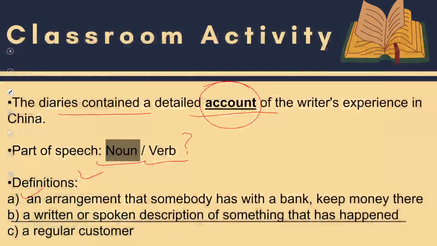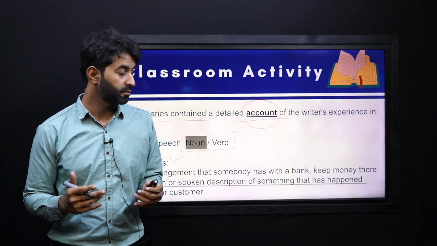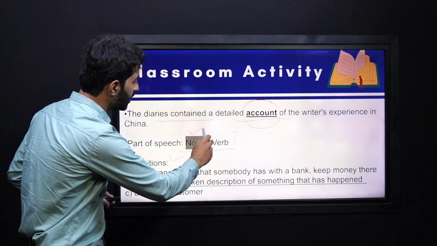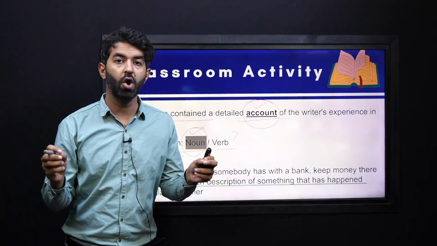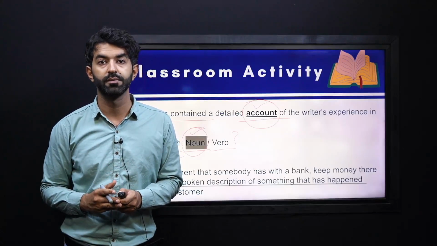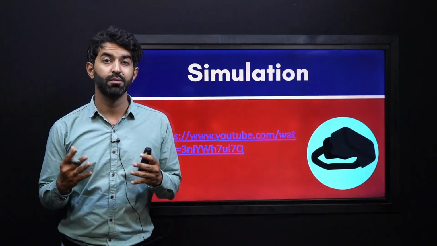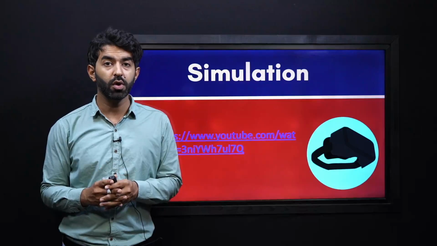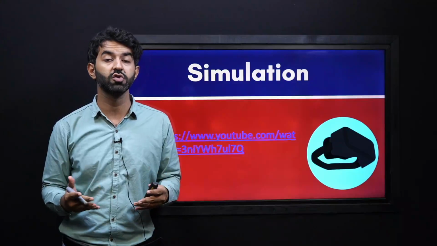The correct option is B, a written or spoken description of something that has happened. Now this is what we call account, and it is a noun. So by reading the whole context, you can get to the right definition of the word. Now here is your simulation link that you can play later on to understand more about dictionaries having different meanings, different definitions of one word.